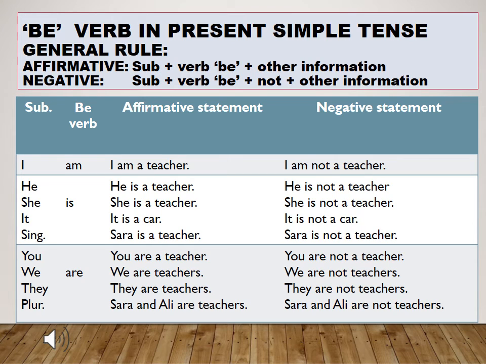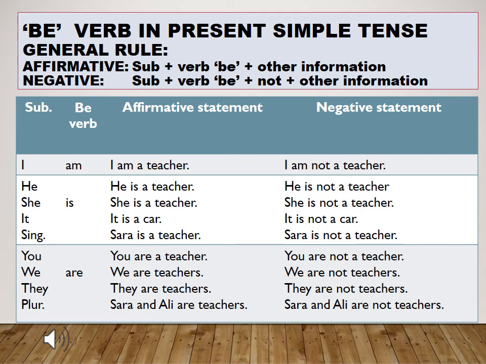As you can see in the table, I have written all the subjects and the be verbs. According to this chart, we will use am with subject I and is with subjects he, she, it, or any singular noun. And finally, verb be are with subjects you, we, they, or any plural noun.